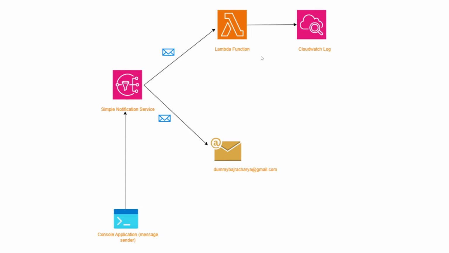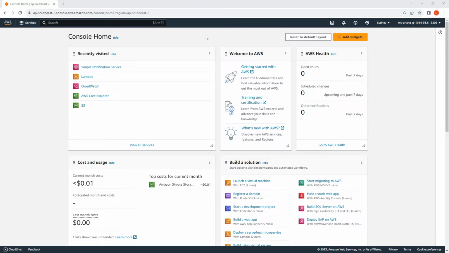and a Lambda function. In Lambda, when the message is sent, it will be received by the Lambda function and logged in the CloudWatch log. And similarly, we will also be sending a message to this email address, where we will check if the message has been received. So let's implement that. First we will create a simple notification service.